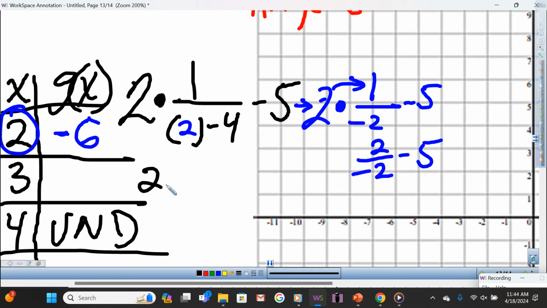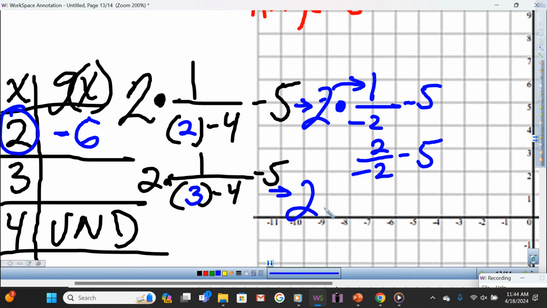Let's do it again. 2 times 1 over -4 minus 5. Next value, 3. So it's 2 times 1 over 3 minus 4 is -1 minus 5. So let's see. Look up. Distribute the 2 to the numerator. So what is 2 divided by -1? Riley. -2 minus 5? You said -2? Minus 5? -7. Very good.